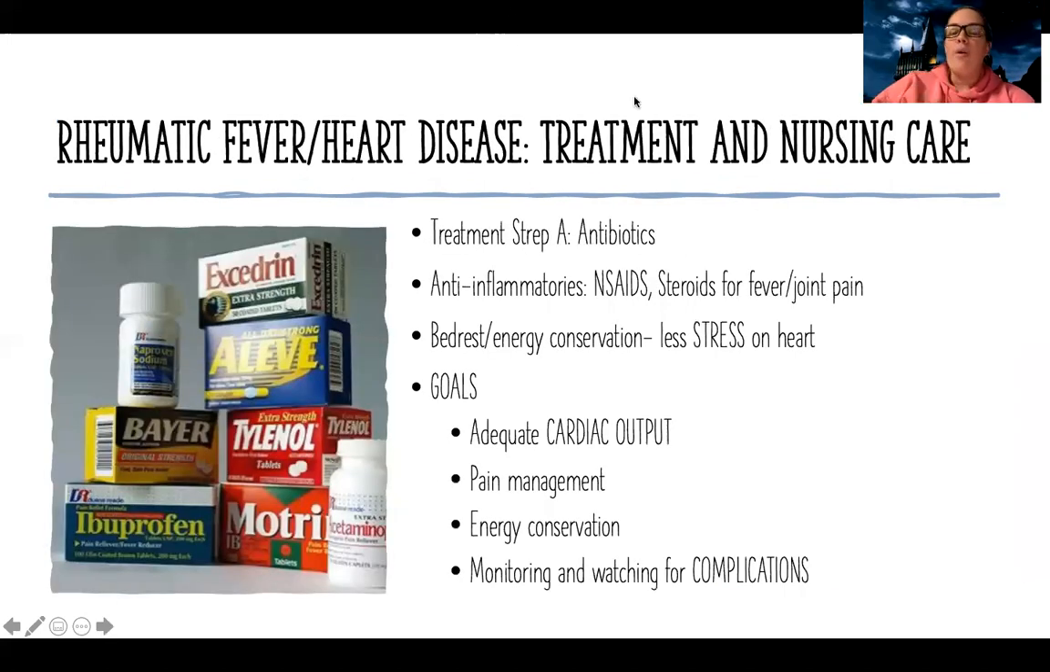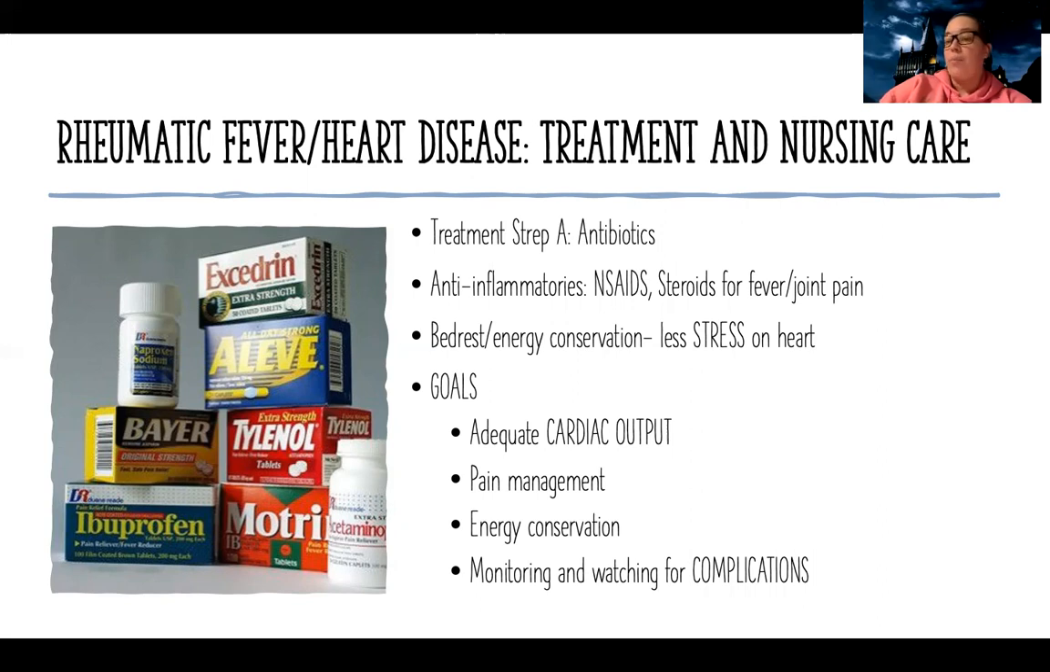So overall, I want to treat, of course, the infection. If they have a positive strep test, I want to treat the strep with antibiotics. For pain, and if they have a fever, I want to use NSAIDs and steroids to help treat some of those symptoms. As a whole, as always, bed rest and energy conservation, teaching them to kind of utilize that rest, and then do some activity, rest again, do some activity. We really want to decrease the stress on that heart. We don't want to do anything to make it worse, or have to work harder.